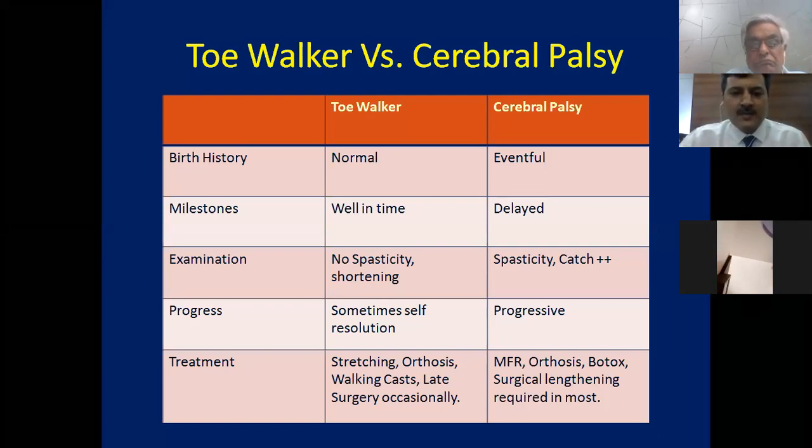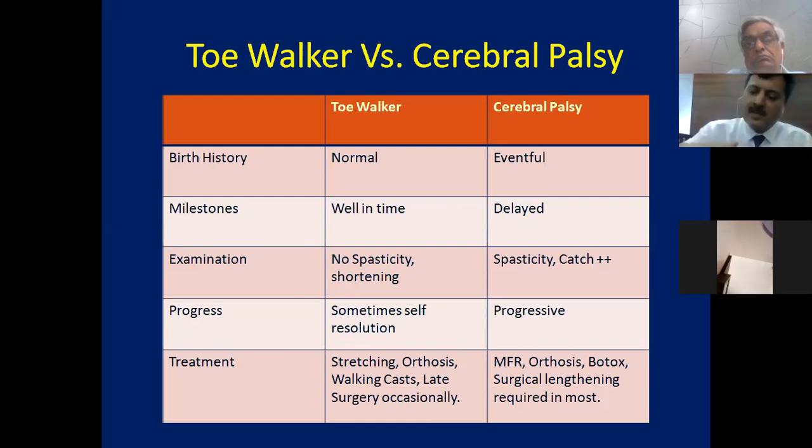The treatment differs in a way that for toe walkers, we give stretching, orthosis, and walking plasters. And surgery, if required, we tend to delay till skeletal maturity. While in cerebral palsy, we do not stretch them, because by stretching, we are increasing the spasticity. What we do is myofascial release. That's a technique used by our neurodevelopmental therapists. And then they also benefit from Botox injections that we usually do not use for toe walkers.